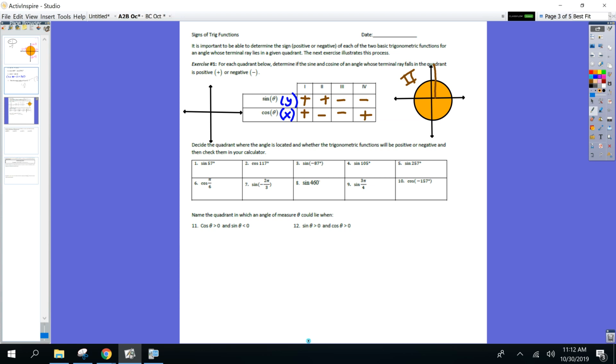So what I'm going to do is give you a little device to remember them. Right next to the left here of your table, draw an XY axis for me. In quadrant 1, please put a capital A. In quadrant 2, please put a capital S.